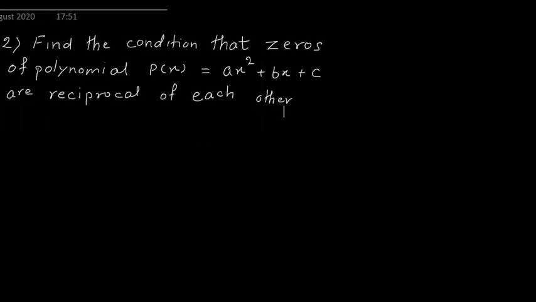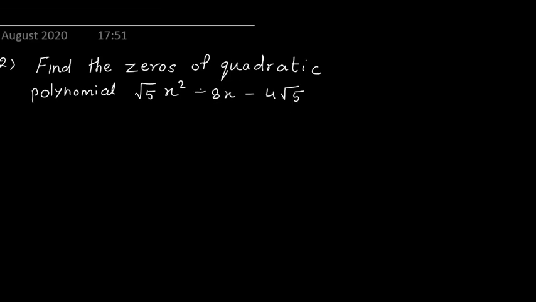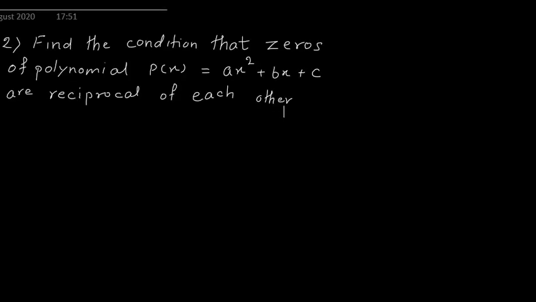Find the condition that the zeros of the polynomial p(x) equal to ax square plus bx plus c are reciprocal of each other. Let us see the third question. Find the zeros of the quadratic polynomial root 5 x square minus 8x minus 4 root 5. Now this question and this question have internal choice, that means you can choose any one of these two questions.